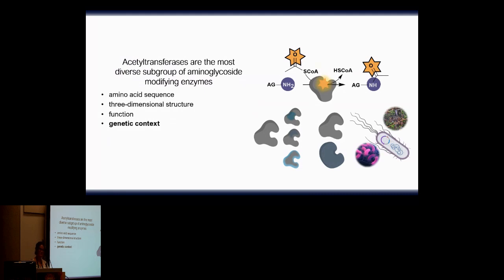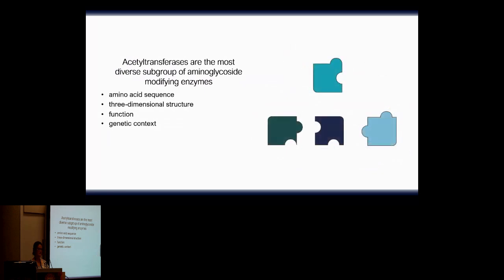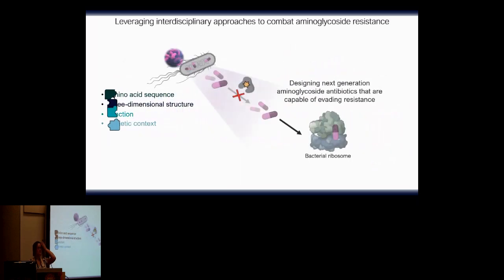Lastly, the genetic information that encodes for these enzymes has been found in both gram-positive and gram-negative bacteria, varying environments, as well as both chromosomally encoded and found on mobile genetic elements. Each of these 4 attributes I like to look at as pieces of a puzzle. Leveraging this knowledge helps us to design less resistance-prone derivatives of aminoglycosides to combat resistance.